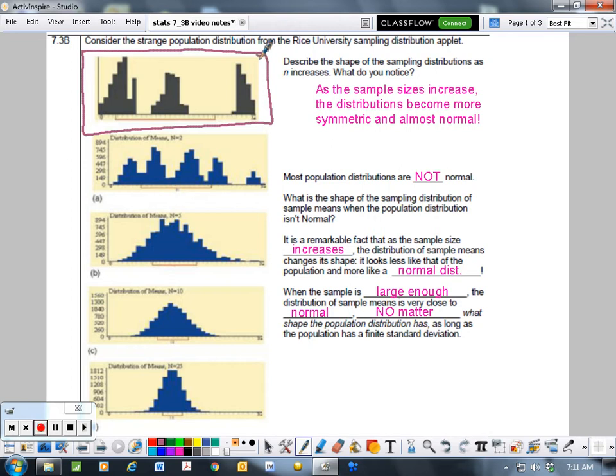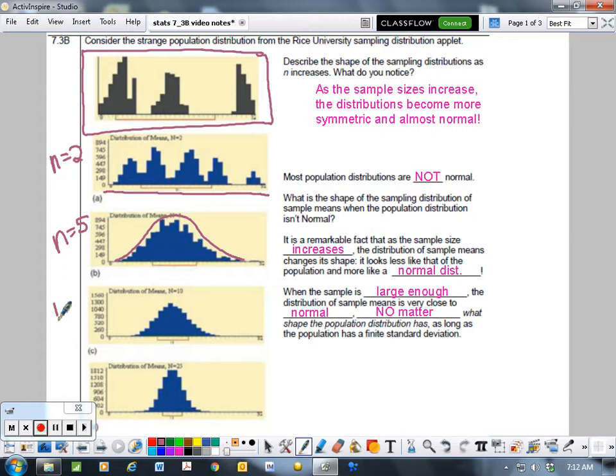Now we're going to look at what happens to the sampling distribution as our sample size gets larger. Here we have a sample size of 2, and this is our sampling distribution. It kind of brings it together more. And here we have a sample size of 5. Brings it together even more. A little bit more symmetrical, not quite bell-shaped, but more symmetrical.